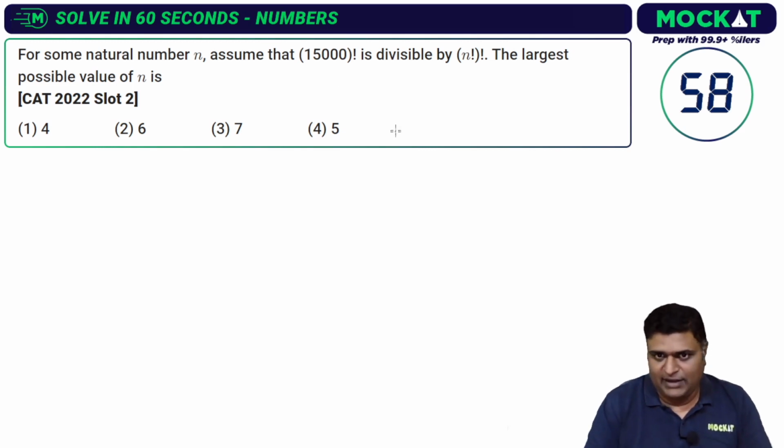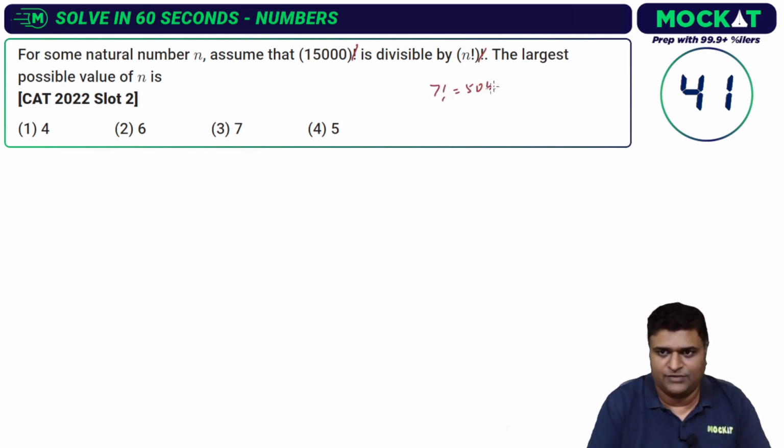For some natural number n, assume that 15,000 factorial is divisible by n factorial whole factorial. One factorial is divisible by another factorial if it's going to be greater than that. The largest possible value n can take? Get rid of the factorials. 15,000 should be greater than n factorial.